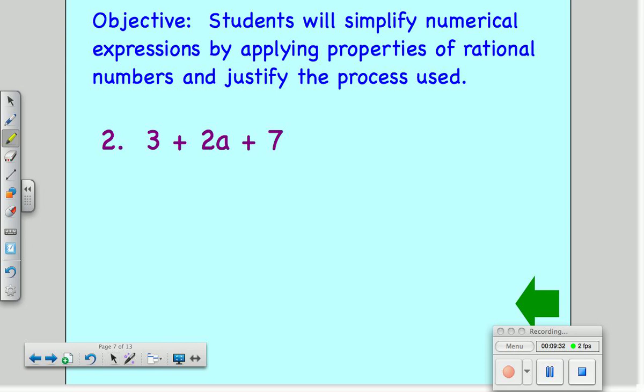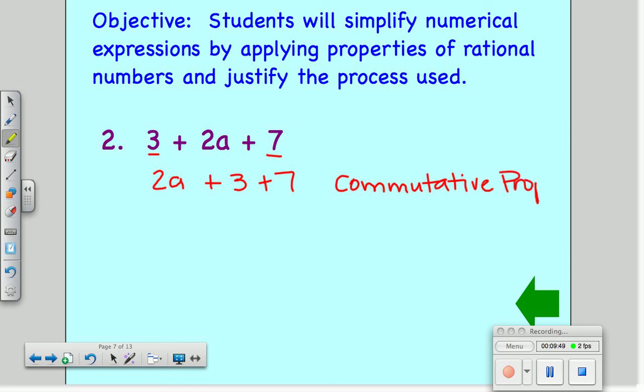Number 2, I'm going to use the commutative property to change the order here. So my 2a, I'm leaving first. Then my constant terms I want together. 3 and 7 I want together. And again, that was the commutative property. Then I combine like terms. So I have 2a plus, what's 3 plus 7? 10. Again, combine like terms.